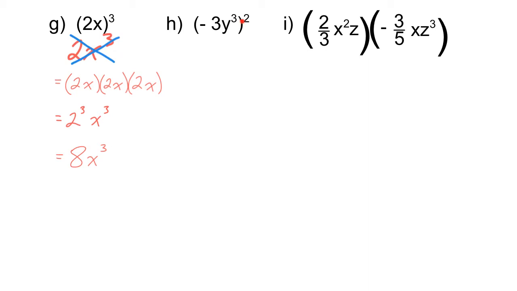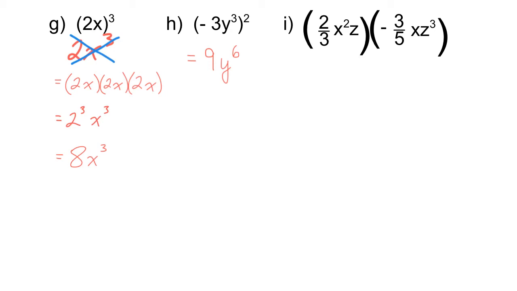This next one is similar. Everything in the brackets has an exponent of 2. So we've got negative 3 to the exponent 2. That's negative 3 times negative 3. That's going to be positive 9. Then we have y to the exponent 3 to the exponent 2. So here we have a power of a power. Multiply those exponents. This is y to the exponent 6. So my answer here is 9y to the 6.